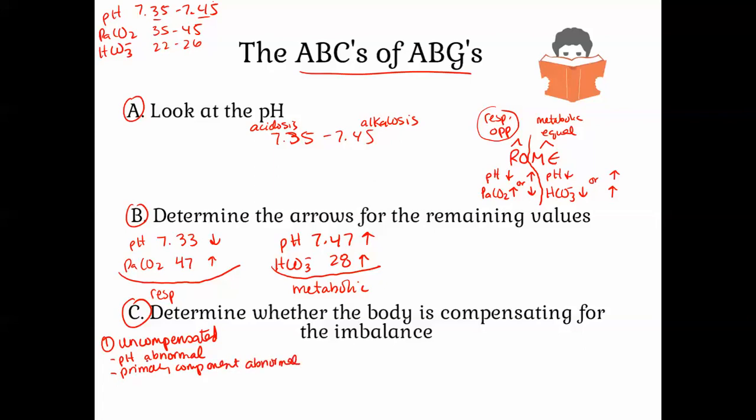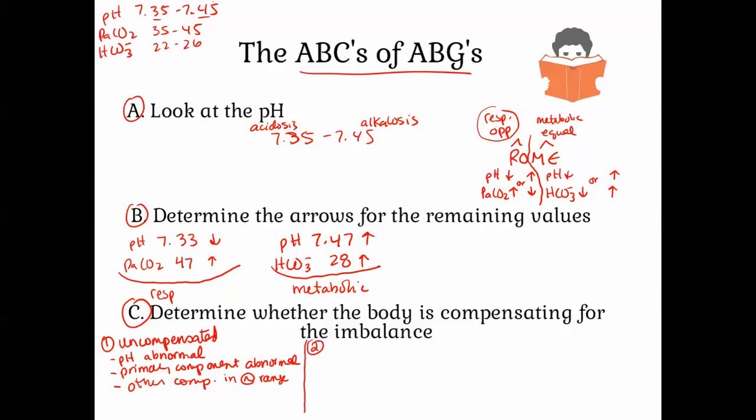So let's say that if it's a respiratory acidosis, the pH is low and the partial pressure of carbon dioxide is high. What differentiates uncompensated, however, from the rest is that the other component is still in normal range. So no adjustments have yet been made to the renal or the respiratory system.